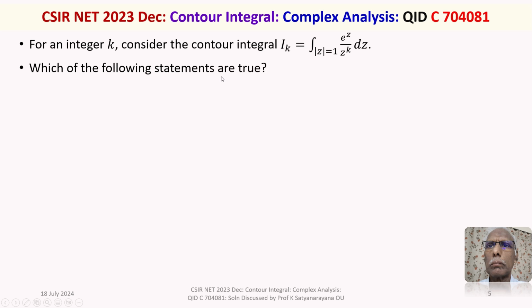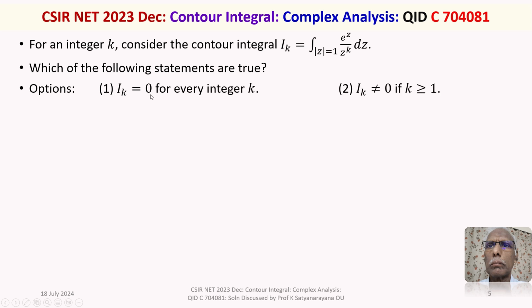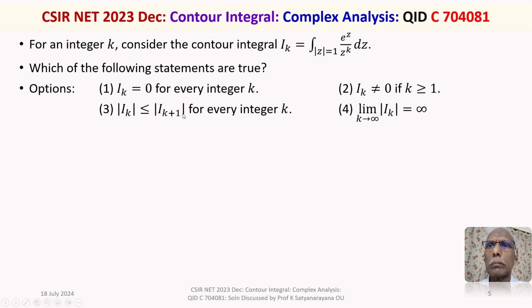Which of the following statements are true? We are given 4 options. Option 1, I_k is 0 for every integer k. Option 2, I_k is not equal to 0 if k is greater than or equal to 1. Option 3, |I_k| is less than or equal to |I_(k+1)| for every integer k. Option 4, the limit as k tends to infinity of |I_k| is equal to infinity.